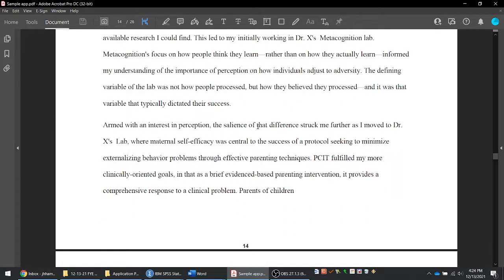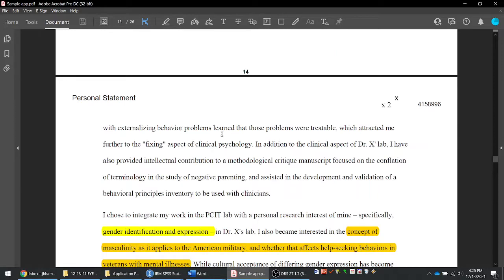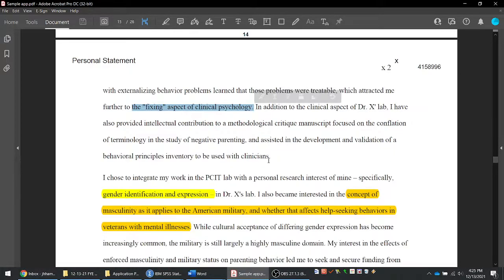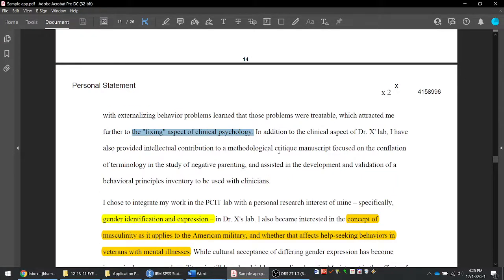Armed with an interest in perception, I moved to Dr. Y's lab, where maternal, blah, blah, blah, fulfilled my more clinically oriented goals. Okay, mentioning goals, and that is a brief evidence-based parent program. It provides a comprehensive response to clinical problems of parents of children, which attracted me further to the clinical aspect of psychology. In addition to the clinical aspect, the fixing aspect.